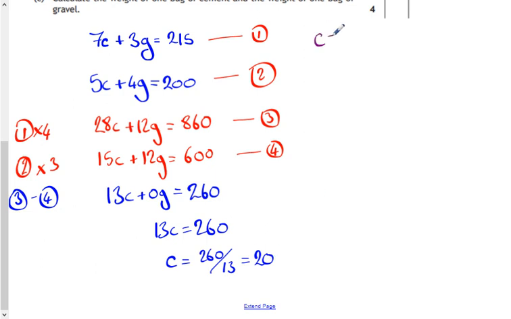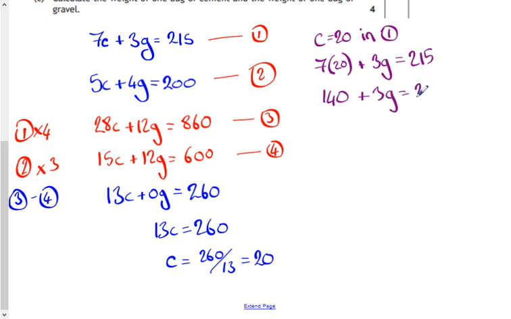So c equals 20 in equation 1. Okay. Now we go back and we say then that 7 times 20 plus 3g's is 215. So 7 times 20, 7 times 2 is 14, so 7 times 20 is 140, plus 3g is 215. Take 140 away, gives us that 3g is equal to, what would that be, 175? No, sorry, just 75. 75. So if 3g is 75, then g is going to be 75 divided by 3, which is 25.